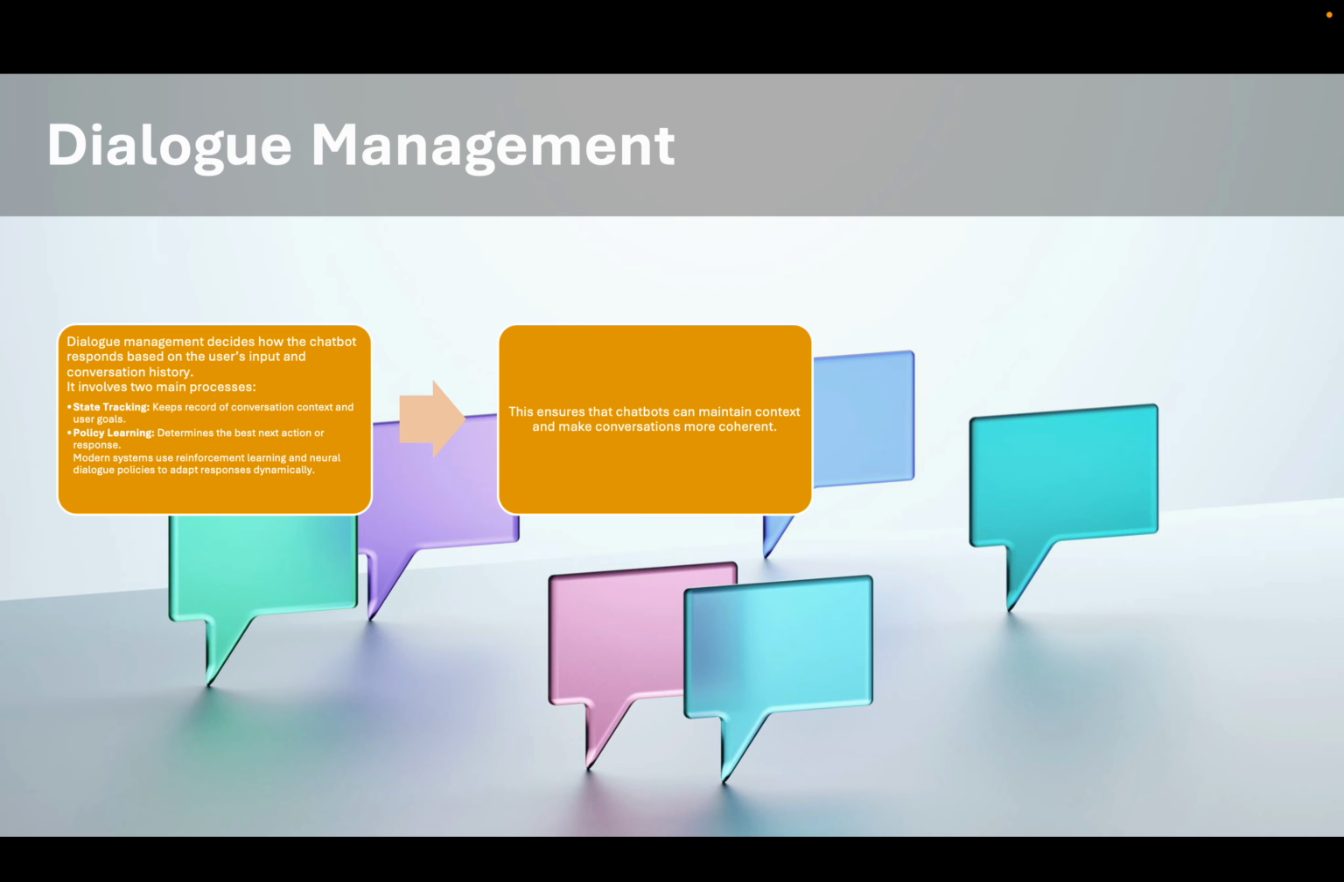Early chatbots relied on manually written flowcharts, but modern systems use reinforcement learning, where the bot learns from feedback to improve its responses. Effective dialogue management ensures that the chatbot's responses remain coherent, logical, and contextually appropriate, making the experience smoother for the user.